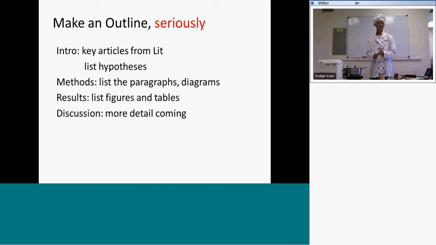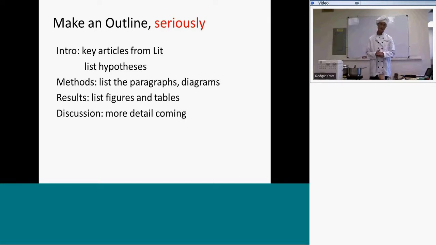So, you want to list what the key articles are from the literature. By this time that we're writing the article, you should know the articles, but probably time has elapsed from when you designed the study to when you're writing it up. So it's a good time to do another review of literature. The most important thing is to list your hypotheses, and this gives your paper a structure. Everything in the paper is going to be revolving around those hypotheses.